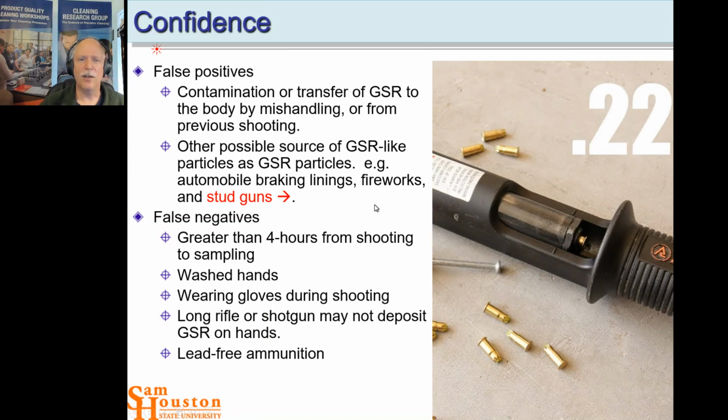Now you can get false negatives. So a person fired the gun, but then the GSR was not detected on their hands because it was greater than 4 hours from the shooting to the sampling. Perhaps they washed their hands, or were wearing gloves during the shooting, or maybe they used a long rifle or a shotgun where the GSR was not deposited on the hands.